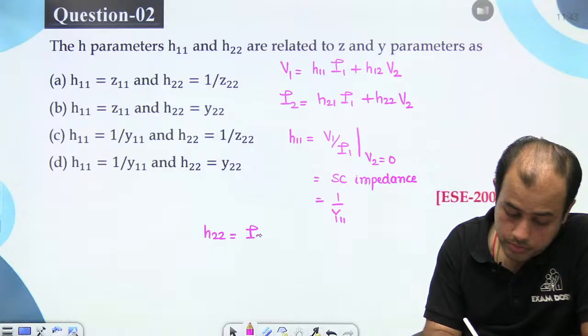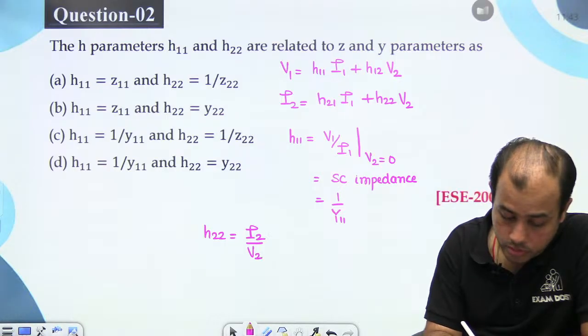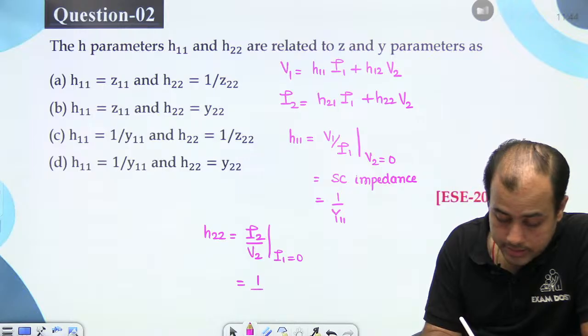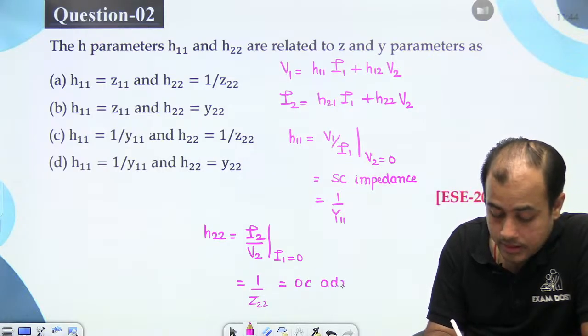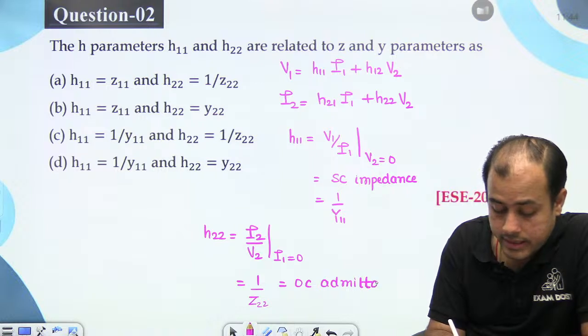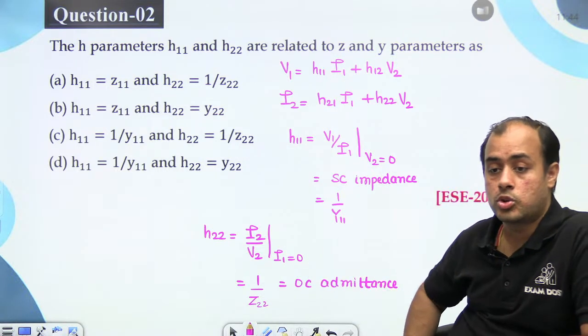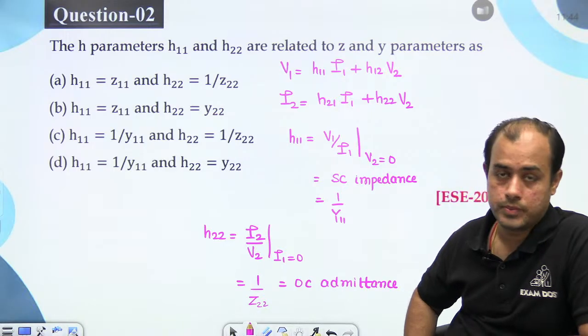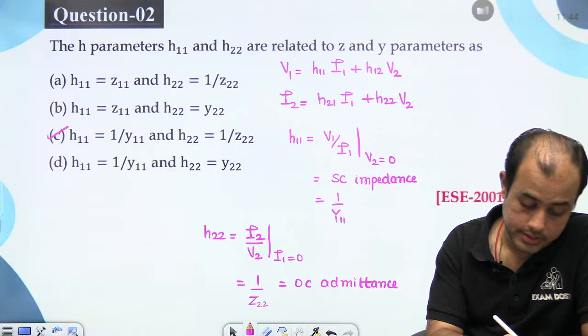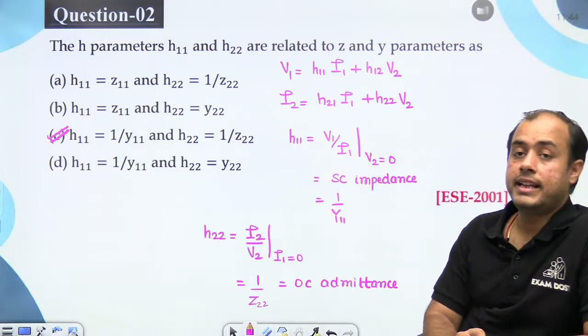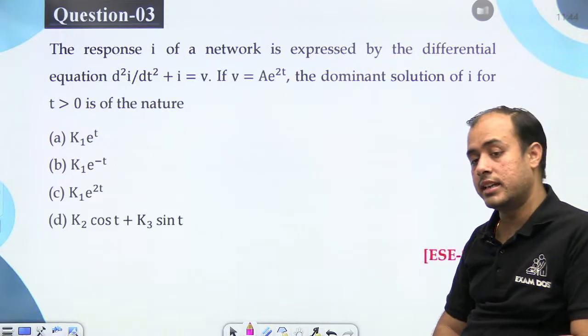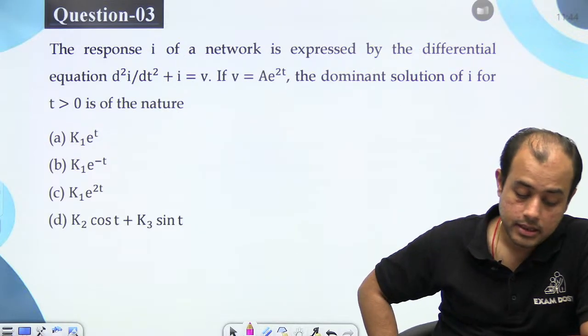What about H22? I2 by V2, with I1 equal to 0. So 1 by Z22, because it is open circuit admittance. Under open circuit we study Z parameter. तो ये मत सोचना I2 by V2 will be Y22. It will be 1 by Z22. Okay, so answer is C. Beta, PDFs are available on our website under the free download section.